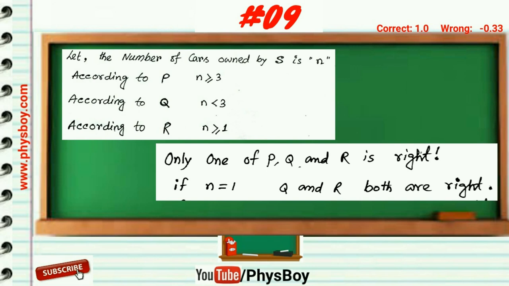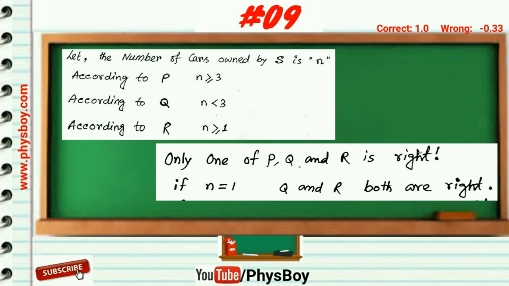Now if I consider N is equal to 1, then Q and R both are right, because R said N is greater than or equal to 1 and Q said N is less than 3. So both are satisfied, so N is equal to 1 cannot be correct.